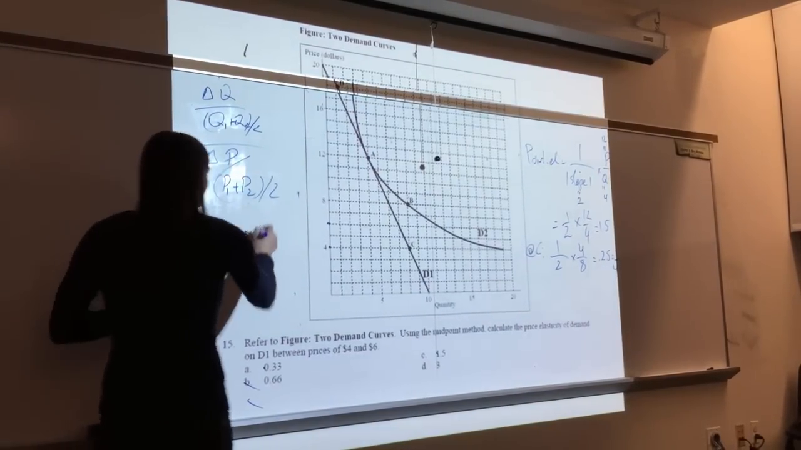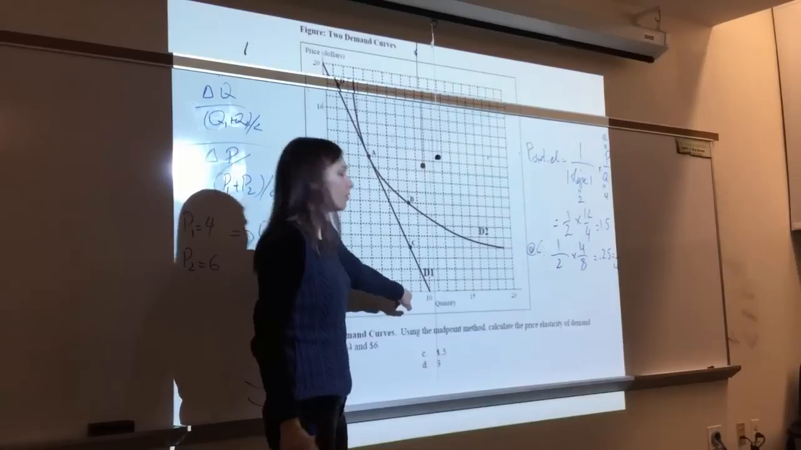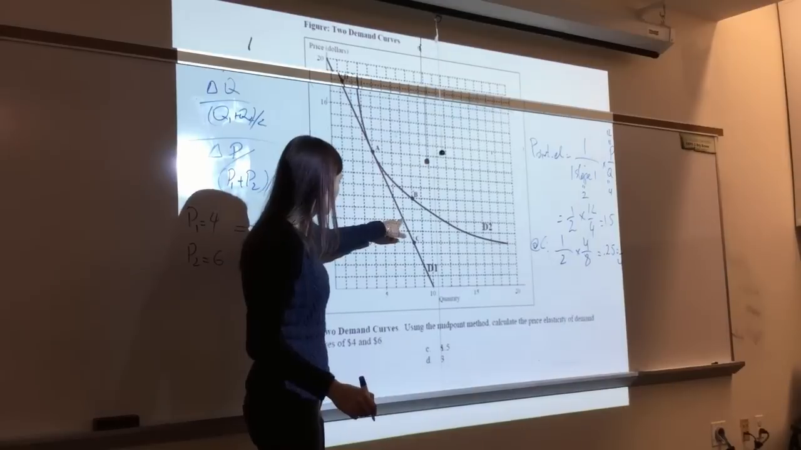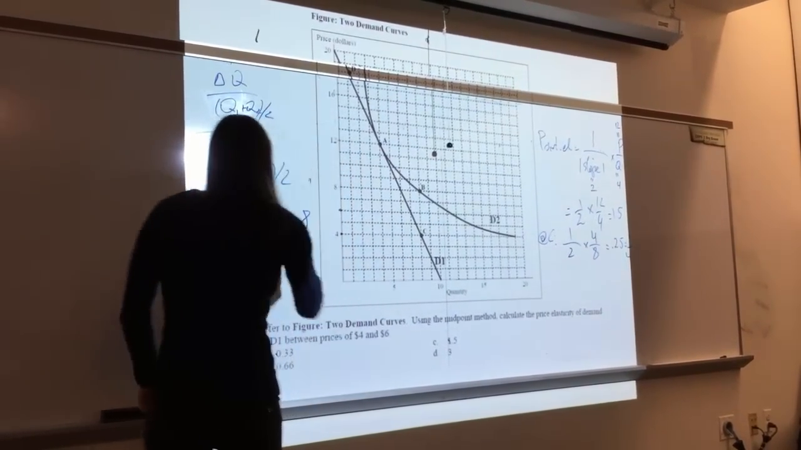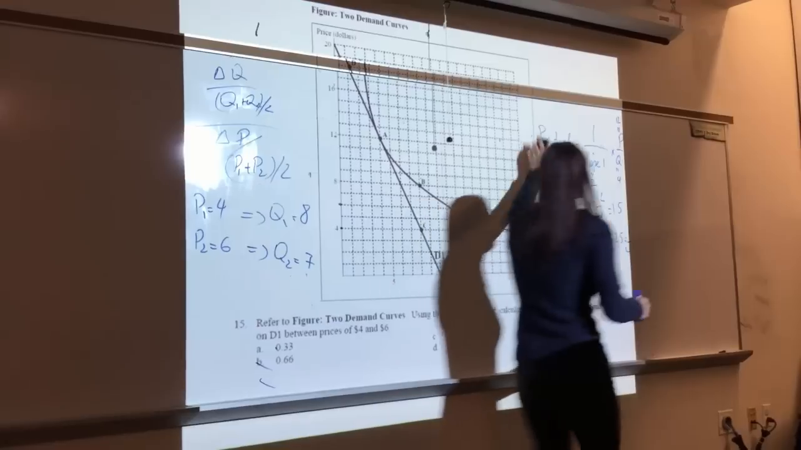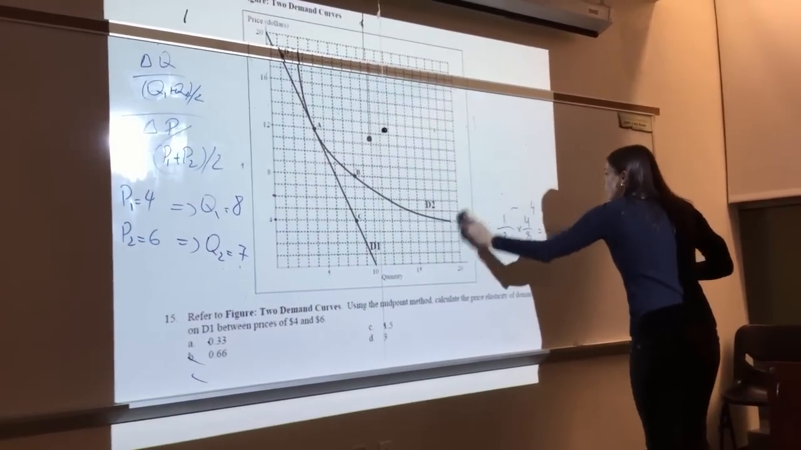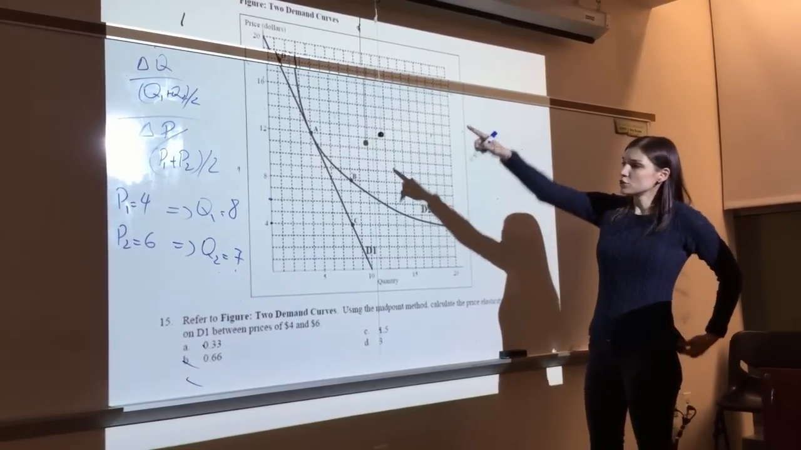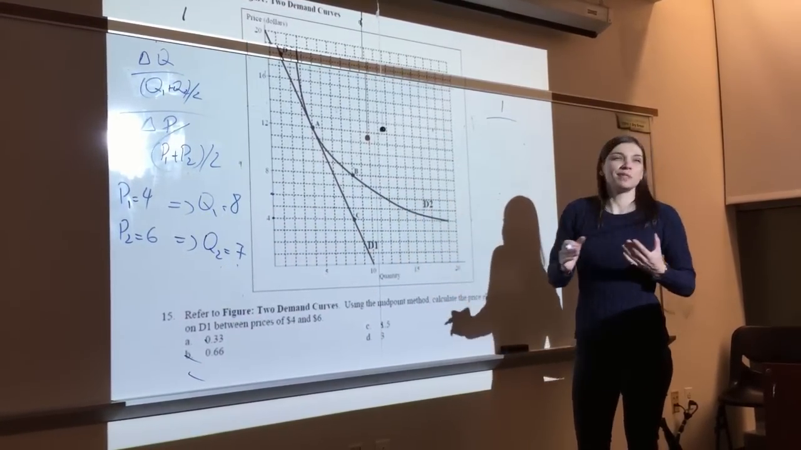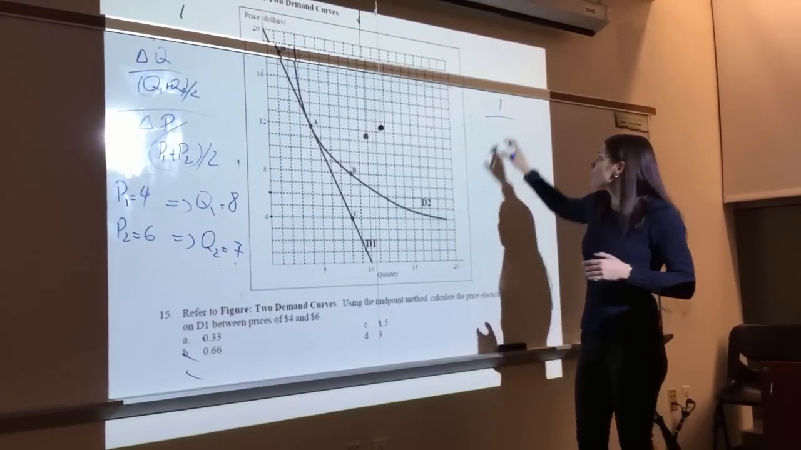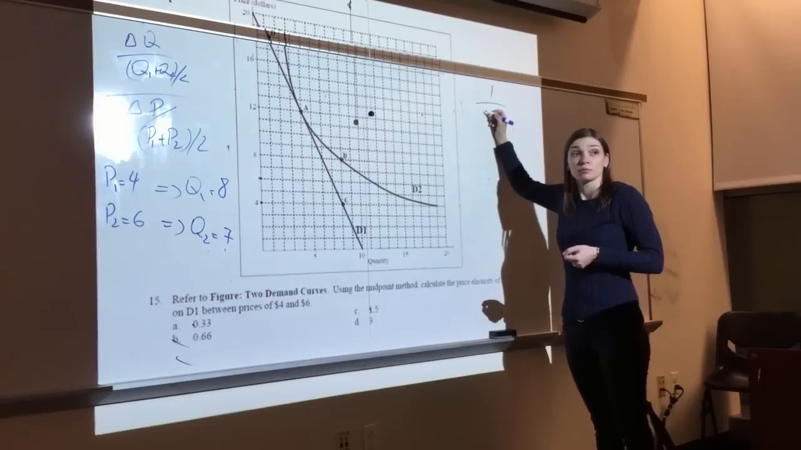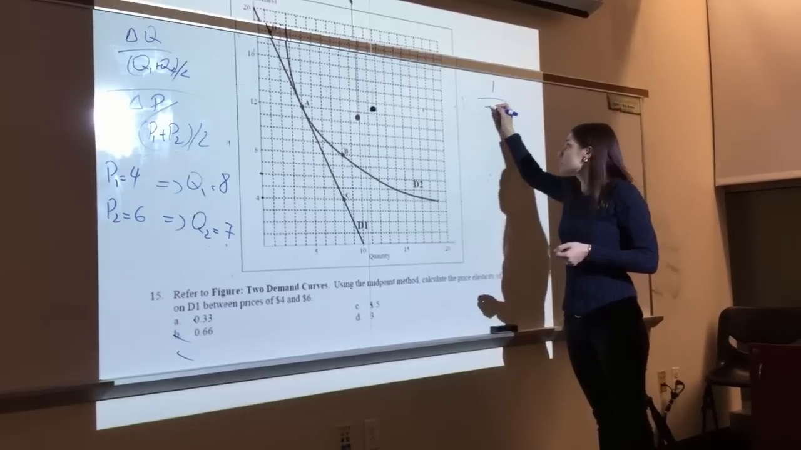So if P1 is 4, what is Q1? 8. And when it's 6, what is that? 7. Now all we need to do is plug in and solve for the elasticity. The change in Q is 1. We know the price elasticity is also going to be negative, so we can pretty much ignore the negative at this point. What is the average Q? 7.5.